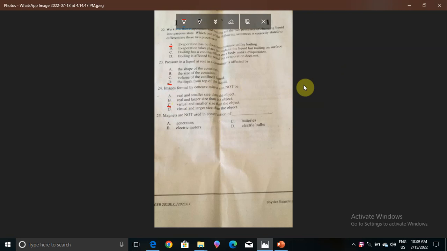Now question number 25, it says that magnets are not used in construction of what? Generators, electric motors, batteries, or electric bulbs. Of course it will be electric bulbs, right? Because it's in circuits. Okay, now question number 26.